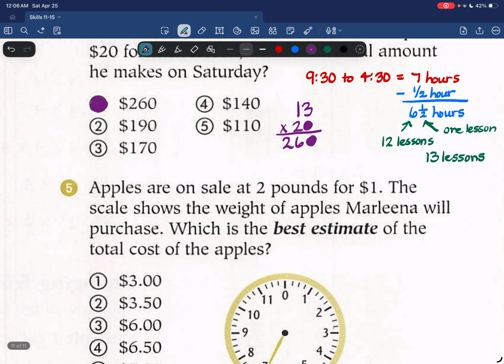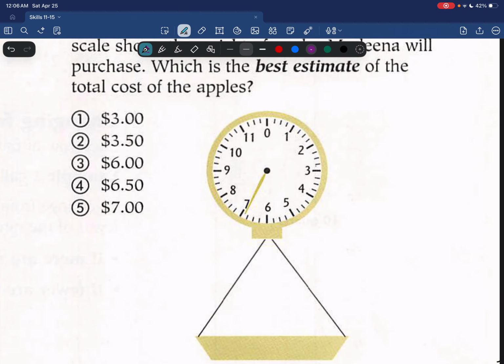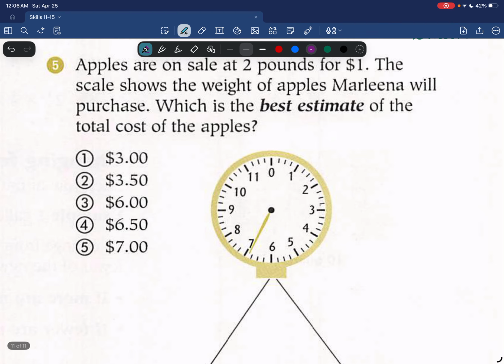Number 5. Apples are on sale at 2 pounds for $1. The scale shows the weight of apples Marlena will purchase. Which is the best estimate of the total cost of the apples? So she has about 6.5 pounds. Let's say about 7 pounds. That's closer to 7.